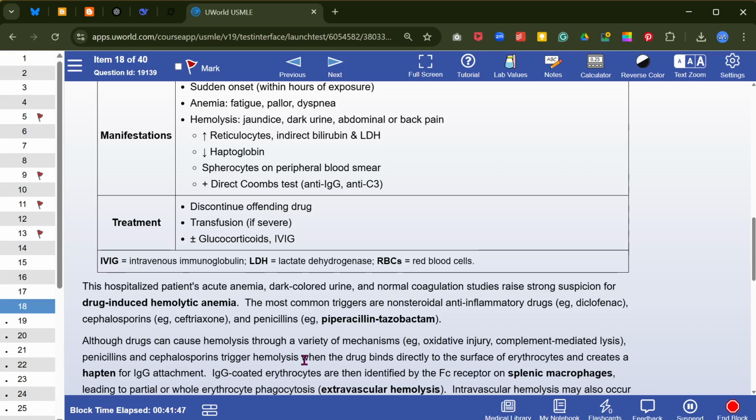Before jumping into the answer, wait. After starting the piperacillin-tazobactam, this problem started, isn't it? Okay, so the main criminal is the drug. I am explaining. Yes, heptane is one form of... what is heptane?